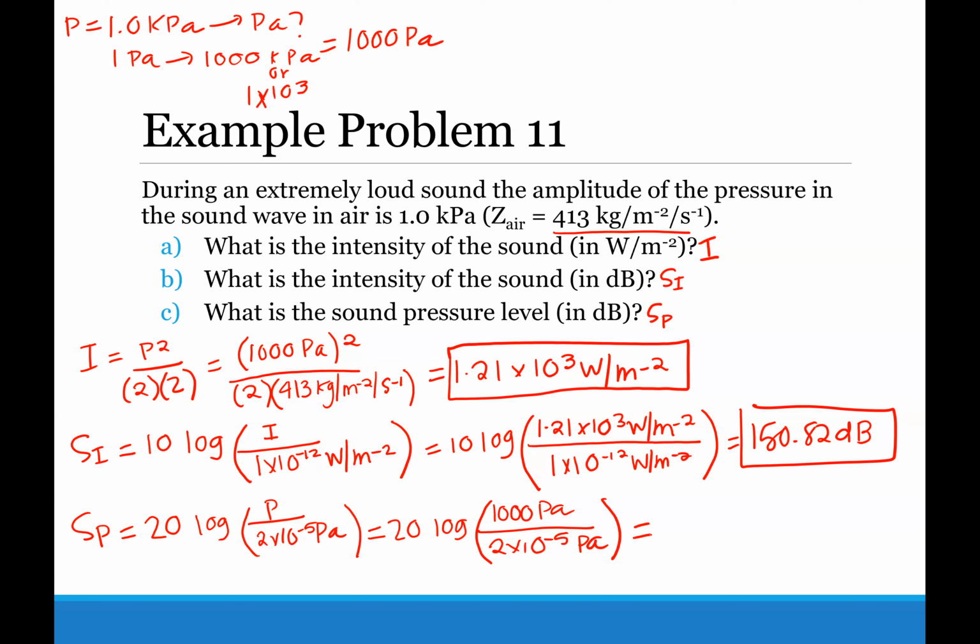And so if you put that in your calculator the same way you did for sound intensity, you'll find that the answer to the problem is 153.97 decibels. Let me know if you have any questions about example problem 11.